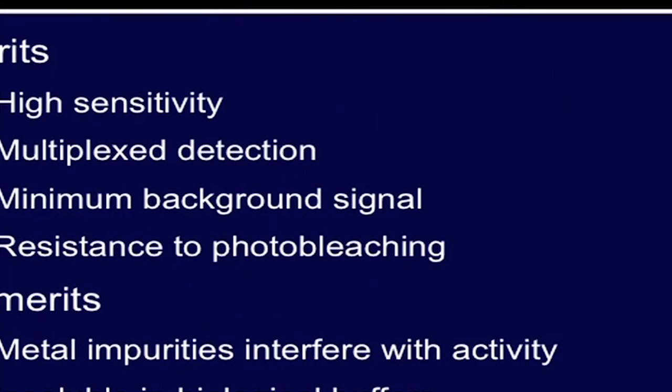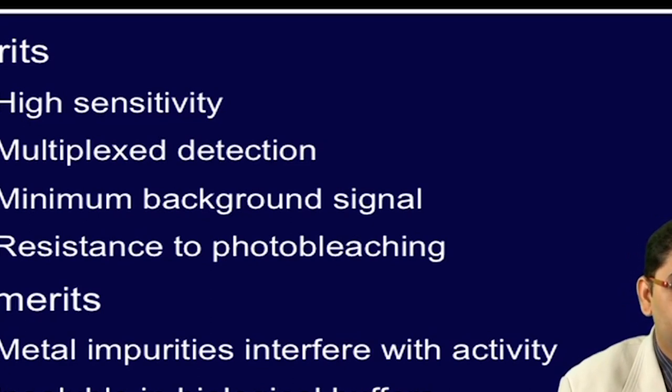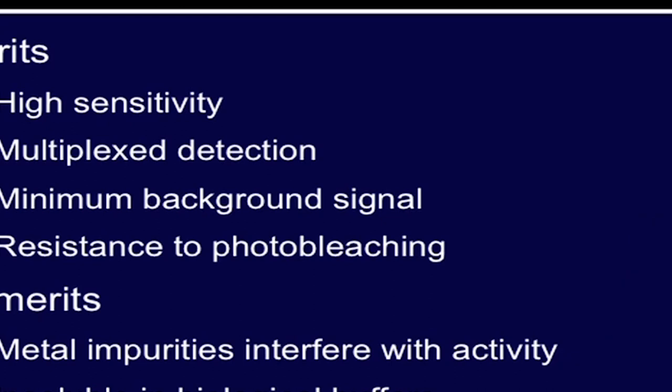The SWNTs offer several advantages such as high sensitivity, the multiplex detection capability of proteins, minimum background signal due to sharp scattering peaks, and high signal to noise ratio. They also offer resistance to photobleaching. Therefore, SWNTs have several advantages. However, they also possess some limitations such as metal impurities during preparation of these nanotubes that can interfere with the activity. They are insoluble in biological buffers, and there is also difficulty in determining how pure your preparation is. The degree of purity is one of the major limitations here.